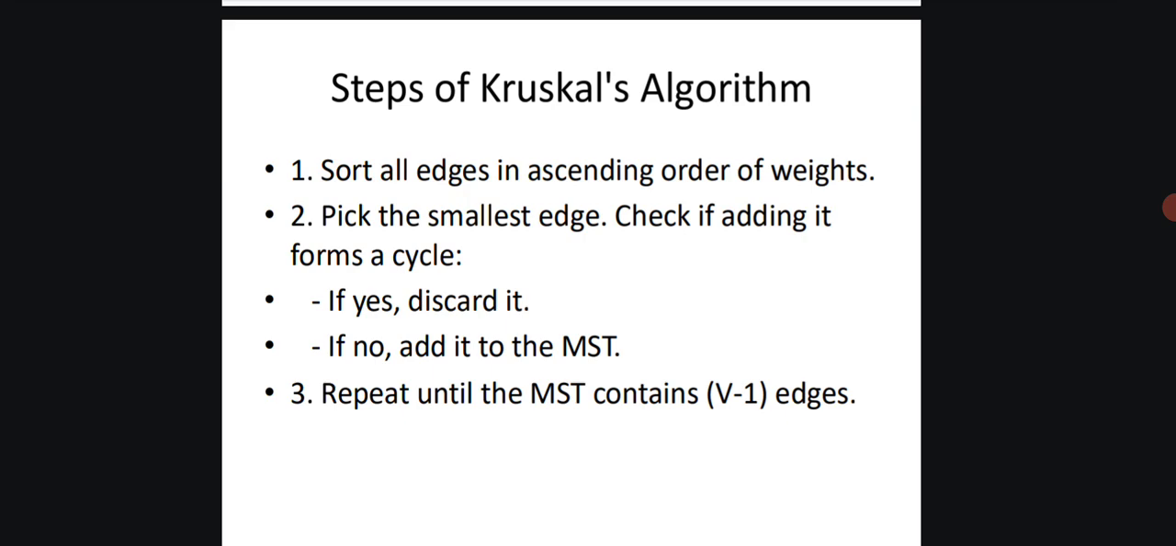Steps of Kruskal's algorithm. Sort all the edges by their weight in ascending order. Start picking the smallest edge. If adding it creates a cycle, we skip it. Otherwise, we add it to the MST. Repeat until the MST has exactly V minus 1 edges. This step-by-step process ensures that we get the most efficient solution.